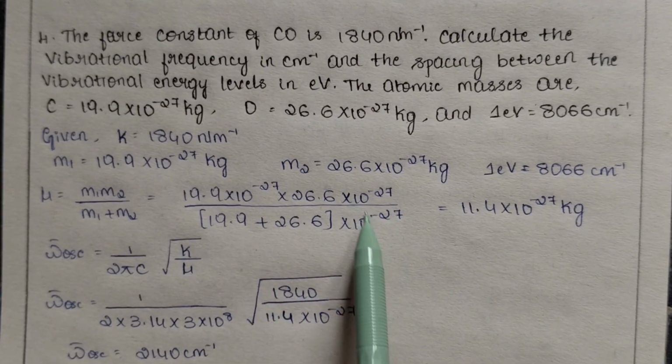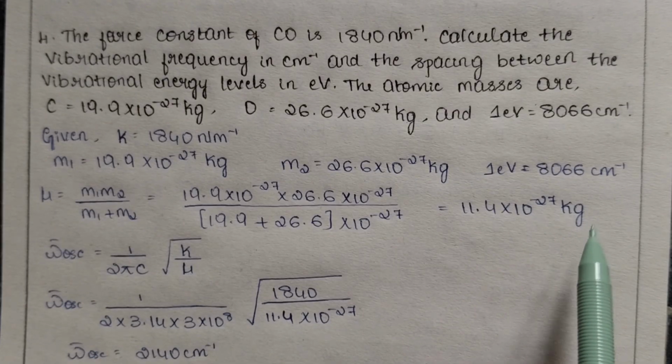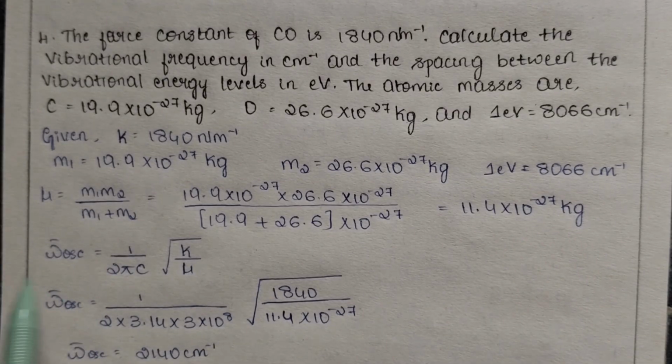When we evaluate this, we get the reduced mass as 11.4 × 10^-27 kg. And we know the equation for the vibrational frequency, that is omega bar oscillation, which is given by 1 by 2 pi c square root of k by mu. Substituting the corresponding values, omega dash oscillation is equal to 1 by 2 × 3.14 × 3 × 10^8 into square root of 1840 whole divided by 11.4 × 10^-27. We'll get the value of omega oscillation as 2140 centimeter inverse.